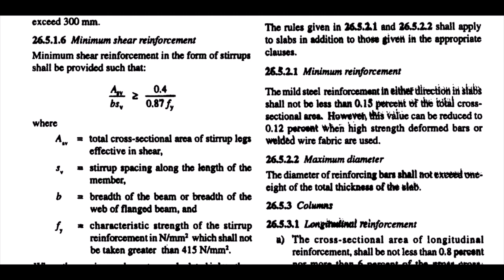However, the value can be reduced to 0.12% when high strength deformed bars or welded wire fabric are used. In this case, we are using HYSD bars. So the second value, 0.12% of cross-sectional area, will be used. Let's go to the notes and check.